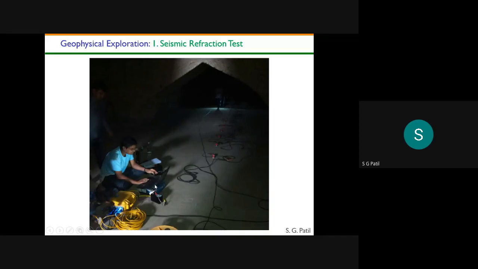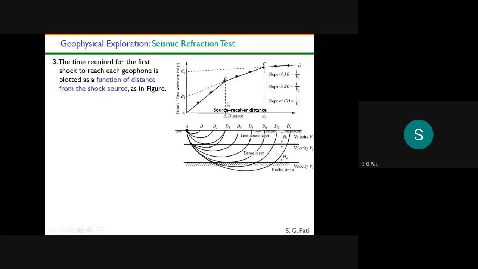On that laptop it will show me at what time the waves reached at different intervals of time. I get that data in the computer. From the computer, if I plot the graph, I will get a curve like this, which is plotted against source to receiver distance.